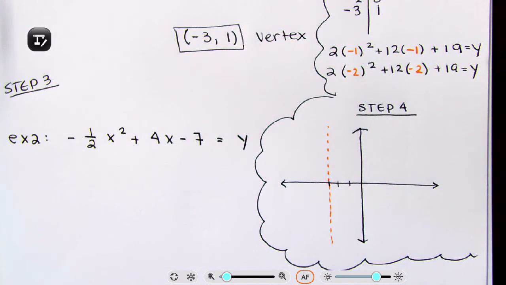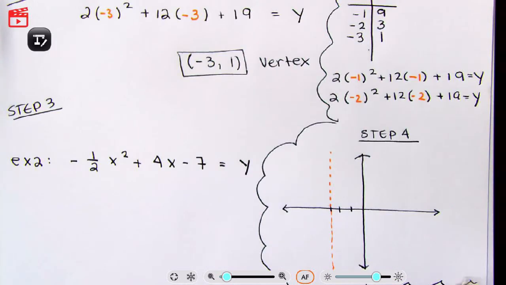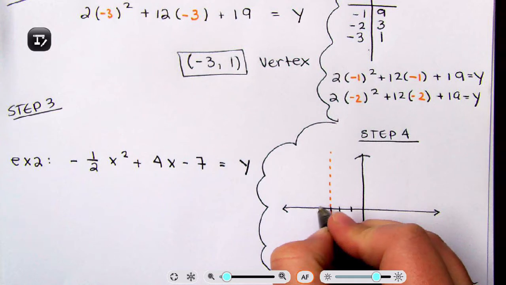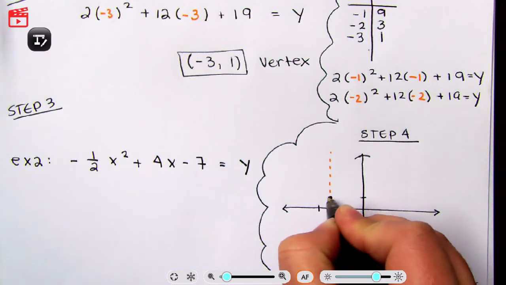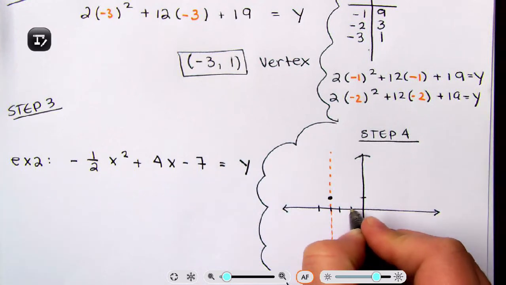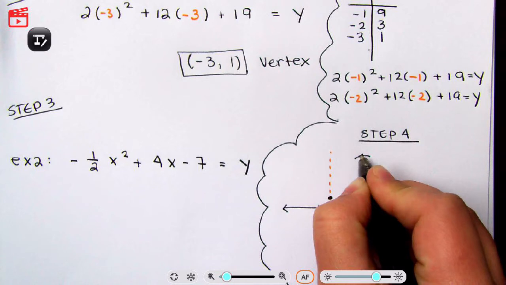Now you have 3 points right now. You have your vertex point, and you have your 2 other points that you have acquired. So let's start off with the vertex, which is negative 3 and 1. This is your vertex point. You have negative 1 and 9. So 1, 2, 3, 4, 5, 6, 7, 8, 9.